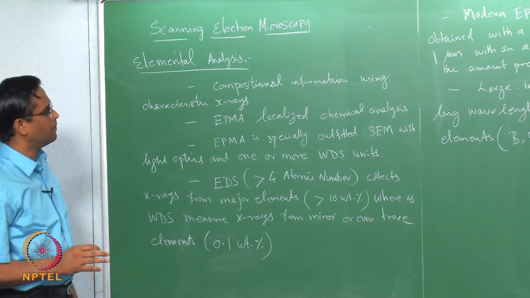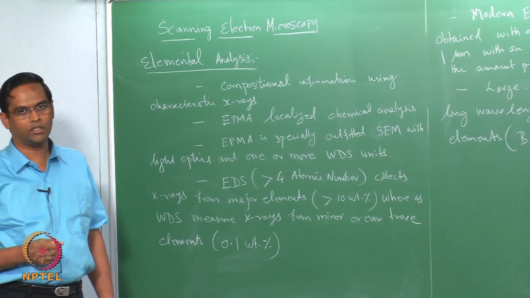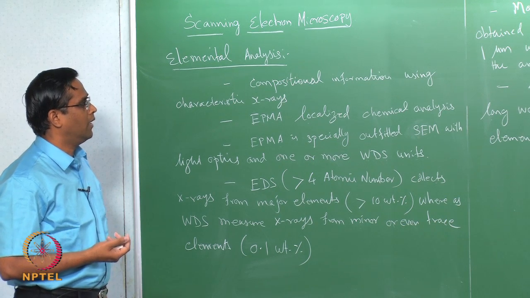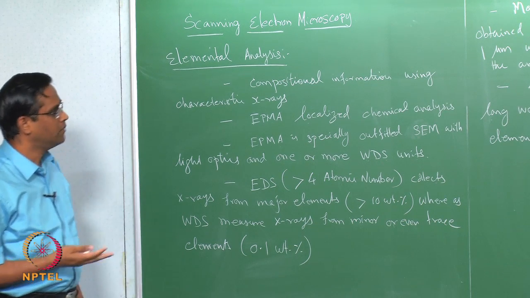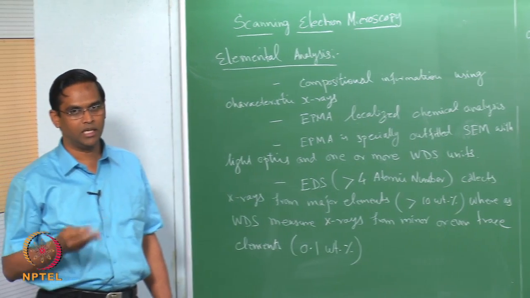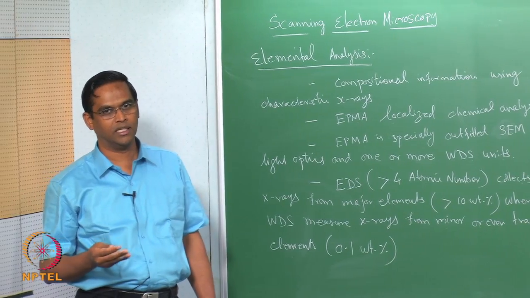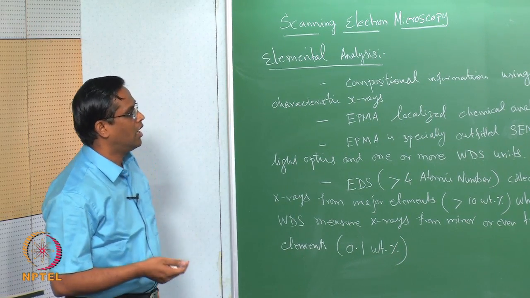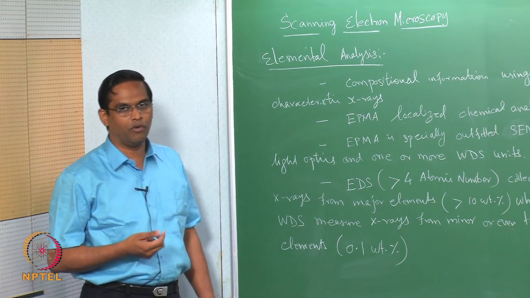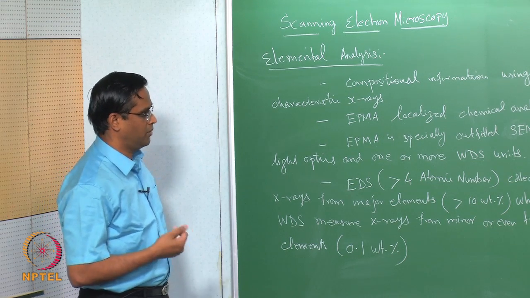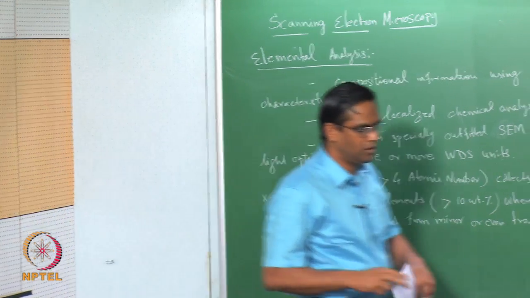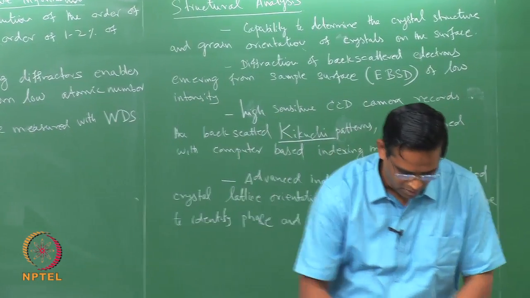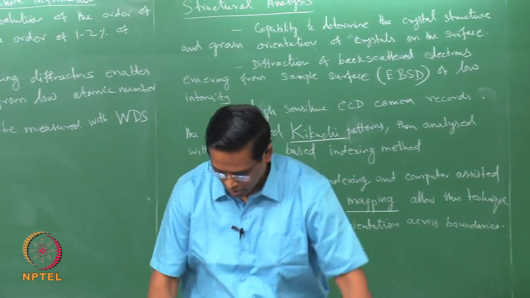So these are all the basic capabilities of a scanning electron microscope. I have just put them into 3 categories: one is imaging capabilities and structural analysis, and then composition analysis or elemental analysis. And SEMs are primarily used for only this purpose. Now we will look at some of the other introductory remarks.